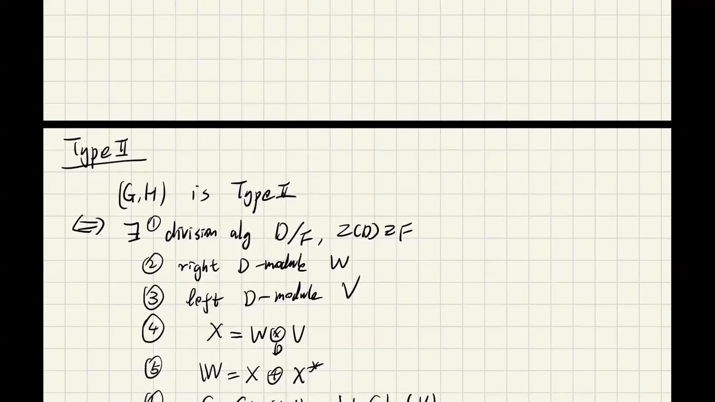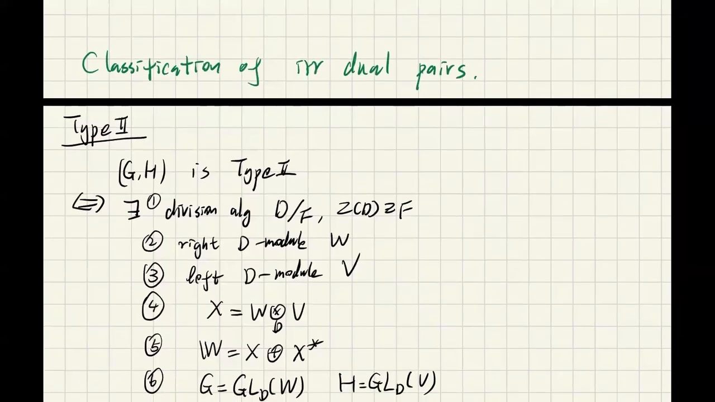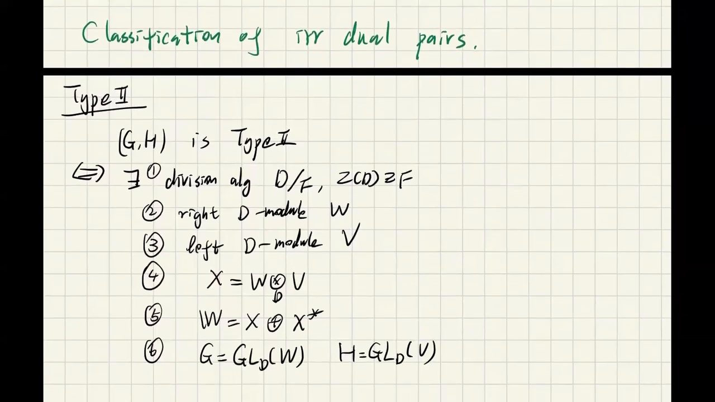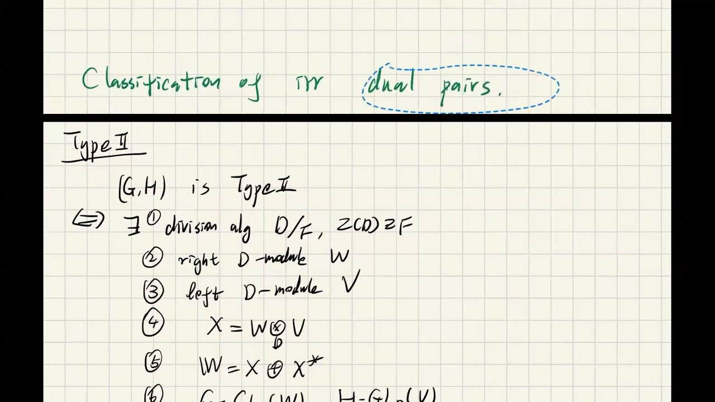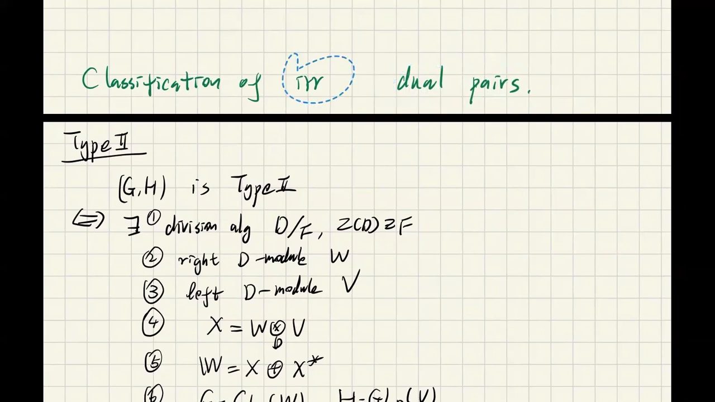So class, I should write the classification of irreducible dual pairs. Okay, so for the type 2 case, it means that your space will actually be given by the following data. You first fix a division algebra D over F, absolutely irreducible, I think.